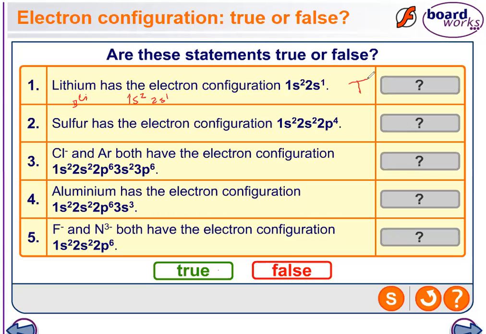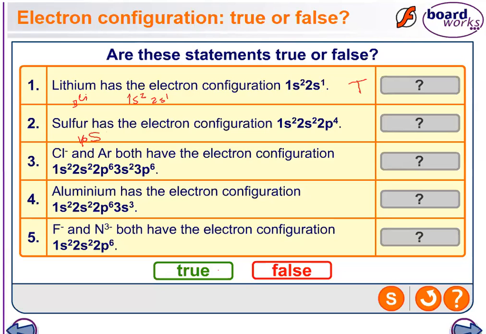Then number 2, sulfur has electron configuration 1s2, 2s2, 2p4. Actually, sulfur is S16. So who can make the electron configuration of this one to check whether this is true or false? If you know the answer, you can raise your hand and share with me. To practice well, guys, because it's very, very important. Who will try to make this electron configuration? No one? Okay, Yasin? Yes?